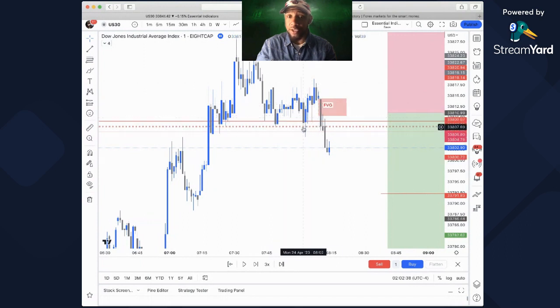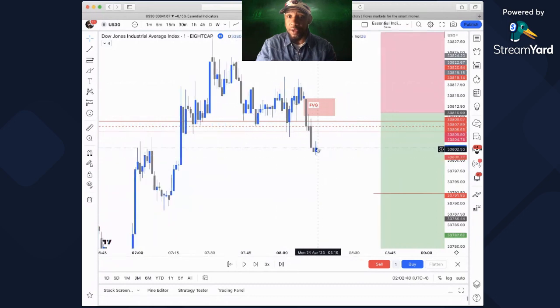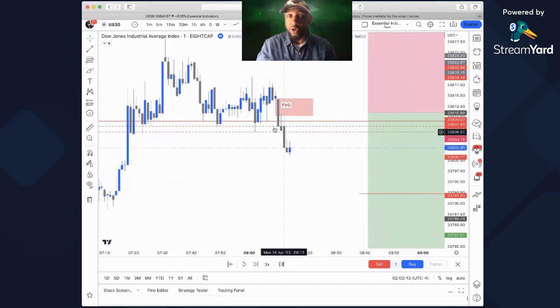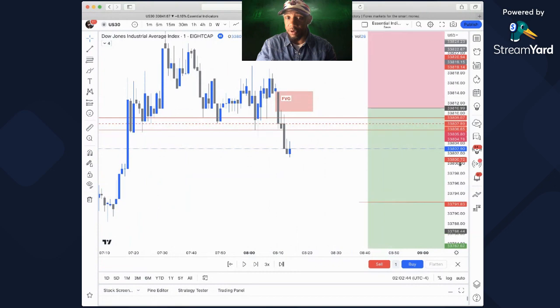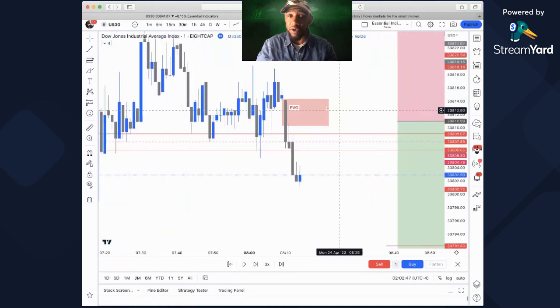But now it breaks structure here, and that impulsive move that breaks structure creates a fair value gap. All right, being that it's a bearish fair value gap, you're looking at the bottom wick of the first candle to the top of the wick of the third candle. So one, two, three. It's a three candle series. Bottom of this wick to the top of this wick.